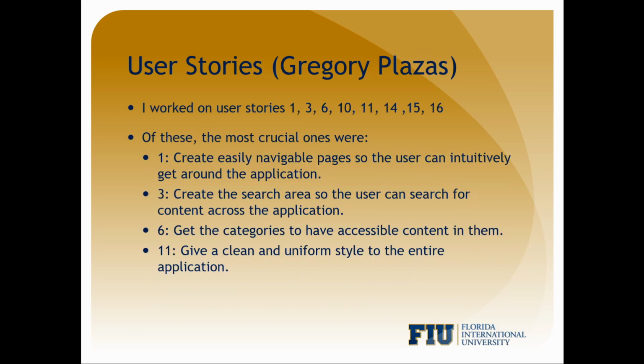So my teammate worked on these user stories, and of those, the most crucial ones were number 1, which is to actually create the navigation. 3 was to create the search area so the user can actually search across the app. 6 was to get the categories to have accessible content in them so that we could ensure that they're pulling the data from the database and all that correctly. And 11 was to give a clean and uniform style to the entire application.